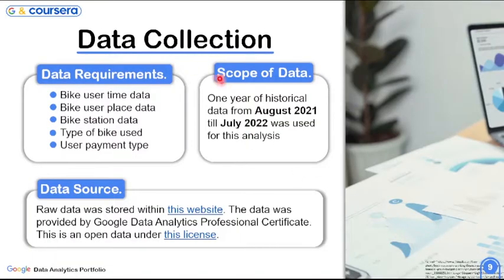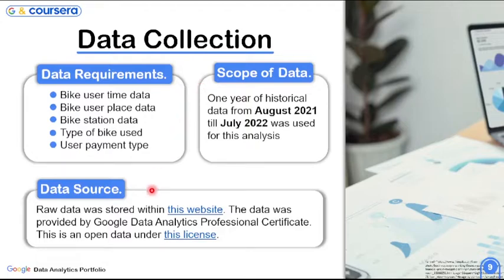Let's go to the second step of data analysis. Prepare. For the project purpose, we need relevant bike data like user time, user place, station, type of bike, and user type. I limit the data to 1 year of historical data, from August 2021 till July 2022.